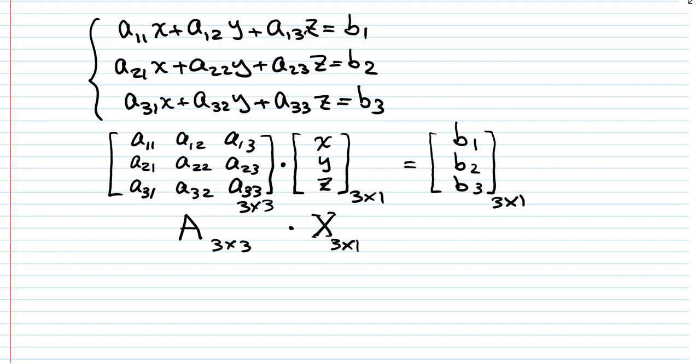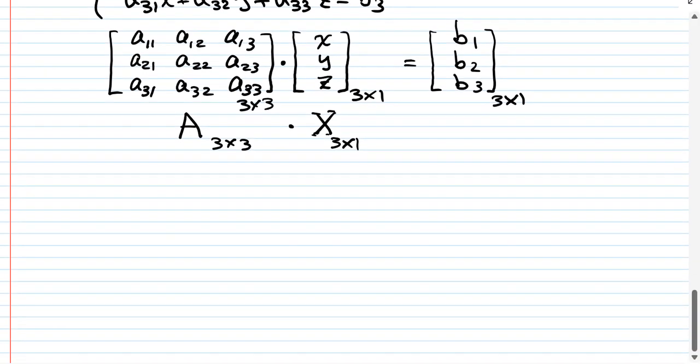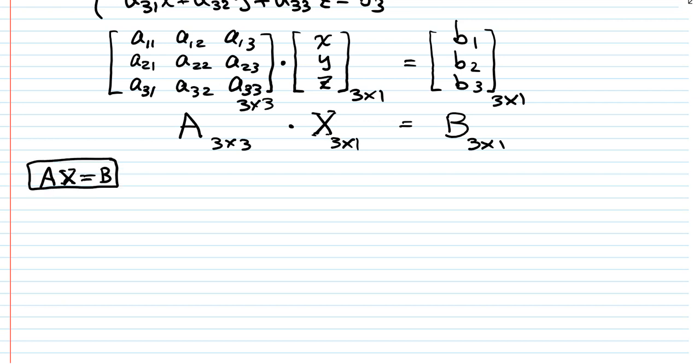Okay, so this would be the general matrix form of a system of 3 equations, 3 unknowns. What's important for us is this 3 by 1. Now we can combine this expression and write it as AX equals B. That's the general form of a system where A, capital X, and capital B, all 3 of these are matrices now.